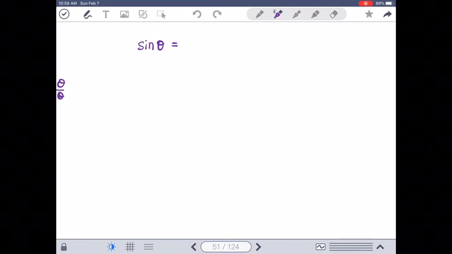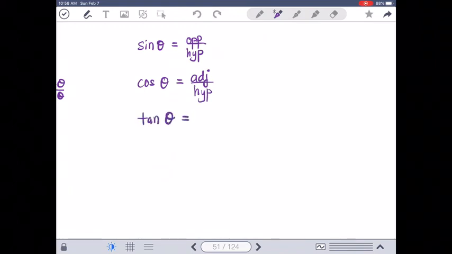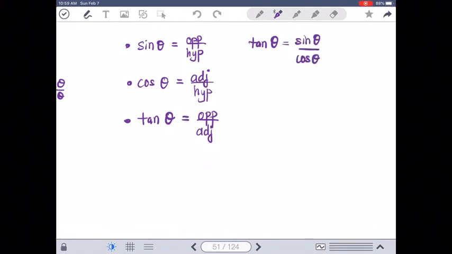Sin theta is just equals to opposite over hypotenuse. Cos theta equals to adjacent over hypotenuse. Tan theta is opposite over adjacent, and also tan theta is equals to sin theta over cos theta.